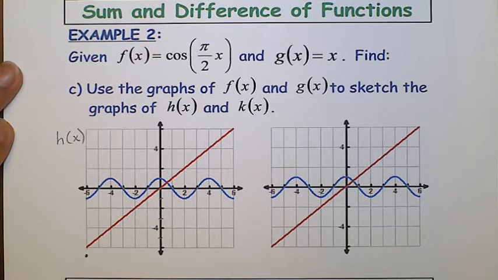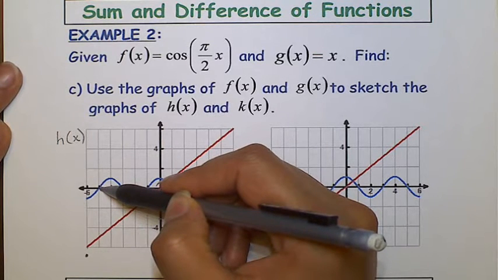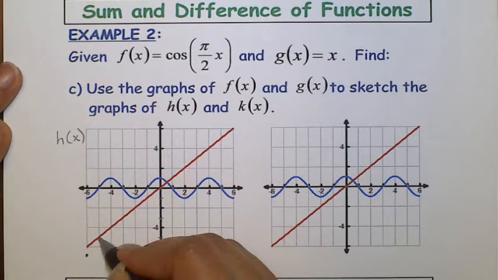Okay, let's look at the next one. For the value of x equal to negative 5, in the first function I have y equal to 0, and in the second function I have y equal to negative 5.